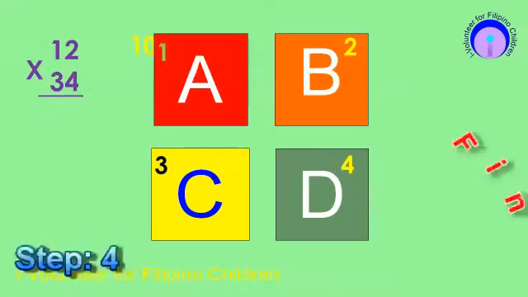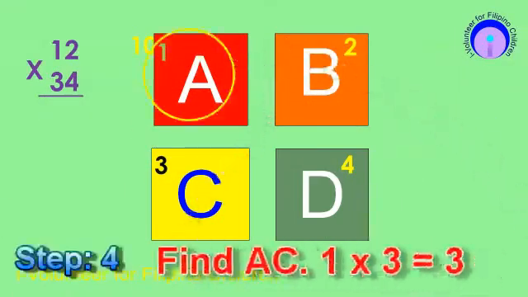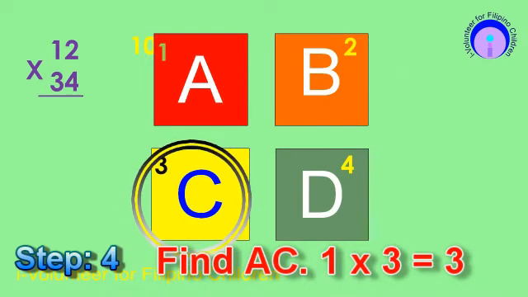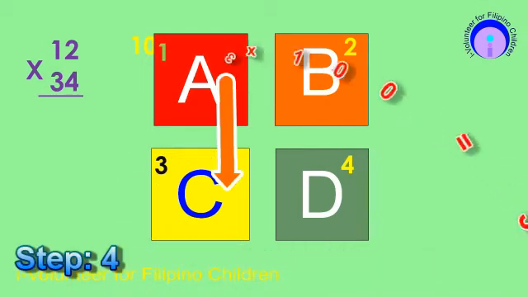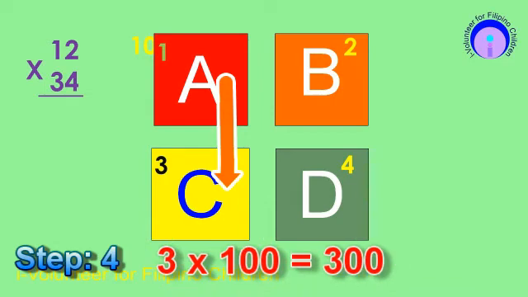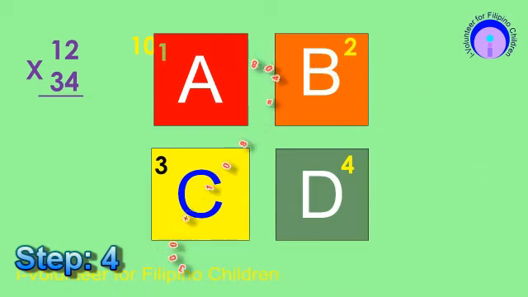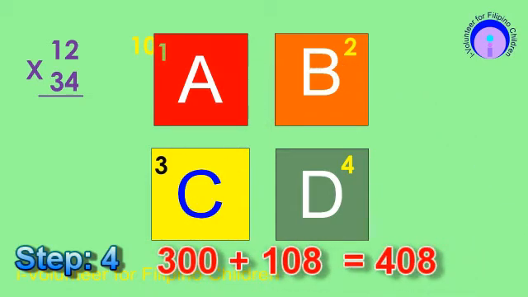Step number 4. Find AC. 1 times 3 is equal to 3. Times 100 is equal to 300. Now, add the previous answer. 300 plus 108 is equal to 408.